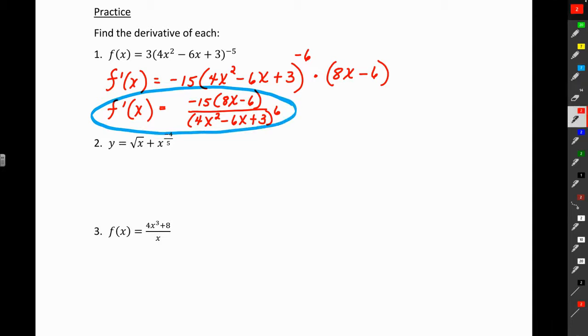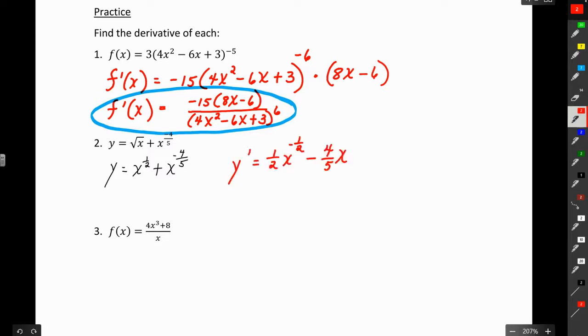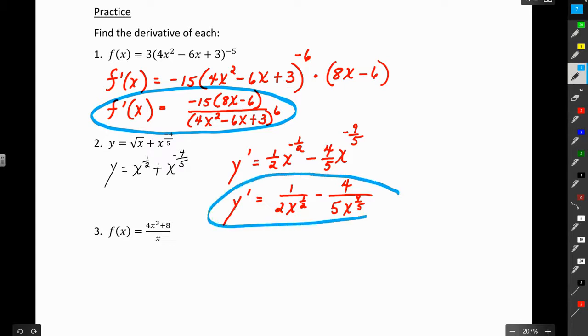With number 2, I think all we need to use is the power rule. The only thing I would suggest doing first is just rewriting the root x to x to the 1/2 power. Now we're all ready to use the power rule to differentiate. -4/5 minus 1 is -4/5 minus 5 over 5, so that's -9/5. And we don't want to leave negative exponents in our answer, so we'll rewrite this now. And that's the answer to number 2.